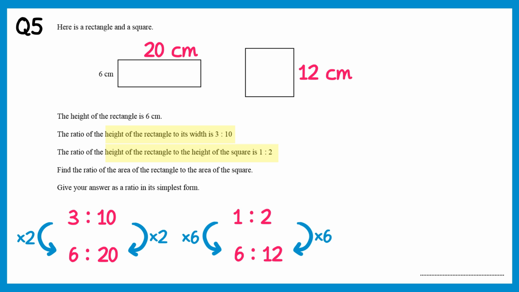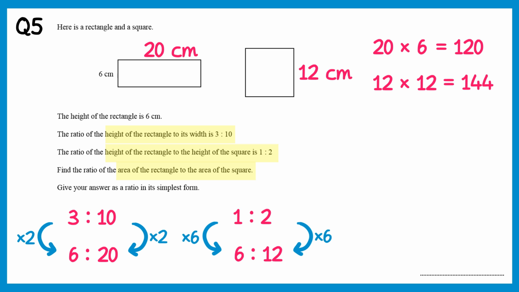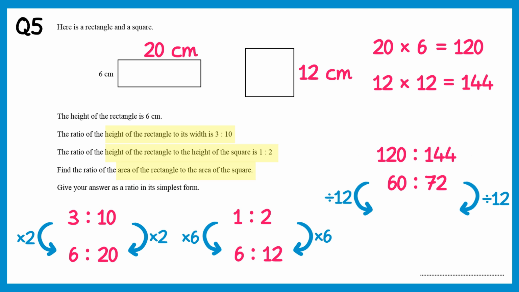We need to find the area of the rectangle to the area of the square. The area of the rectangle is just 20 times 6, which is 120, and the area of the square is 12 times 12, which is 144. If you write these in a ratio, we can then simplify it. If you divide these by 2, you'll get 60 and 72. And if you divide those by 12, you'll get 5 to 6, which is the answer to the question.